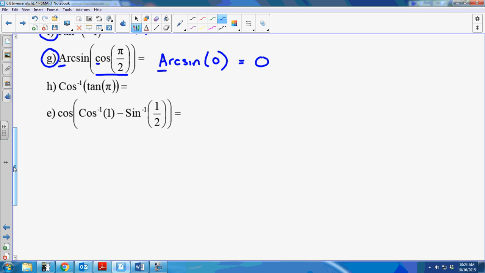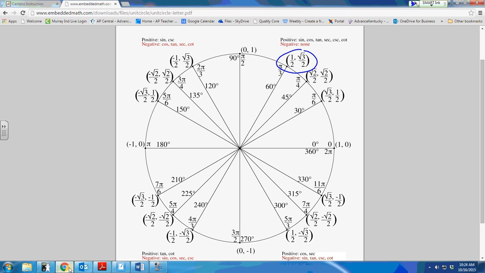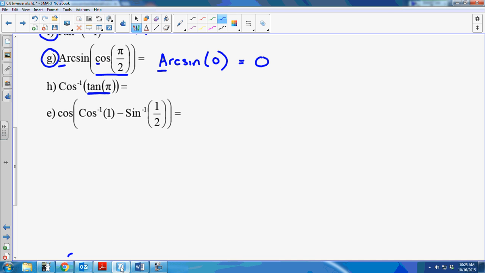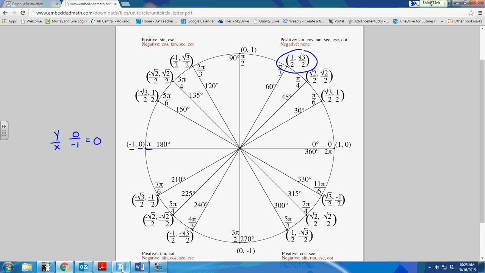On H, we need to find tangent of pi first. Just lowercase, just regular tangent of pi like we've done since the beginning of the school year. So tangent is y over x. So at pi, tangent is 0 divided by negative 1, which is just 0. So I'm really looking for inverse cosine, the capital C, of 0. So where is cosine 0 on the top half of the unit circle? Pi over 2.